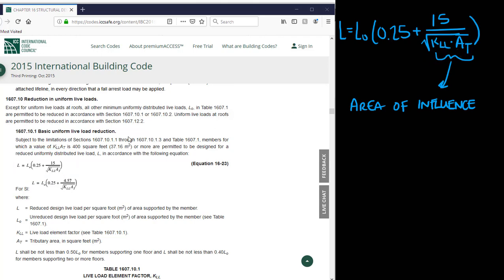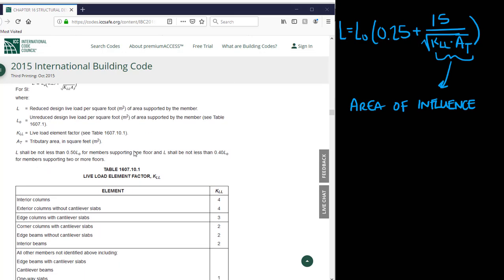And of course, there is also a maximum amount of live load reduction that you can apply. So you can see here that it states that the reduced live load shall not be less than 50% of the original live load for members supporting 1 floor, and for members supporting 2 or more floors, it shall not be less than 40% of the original live load.